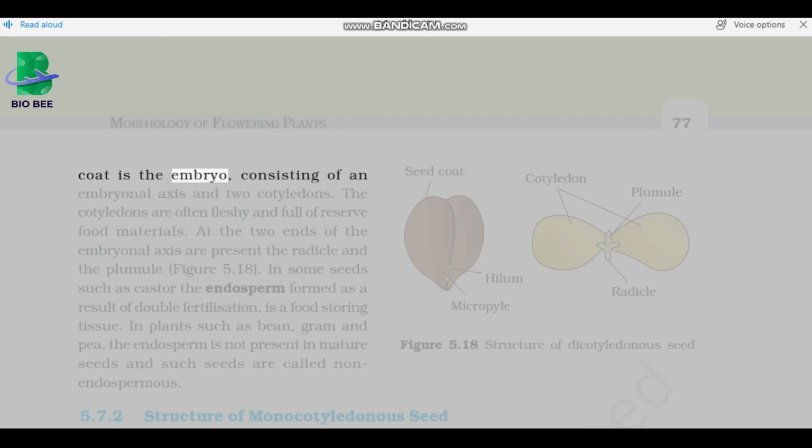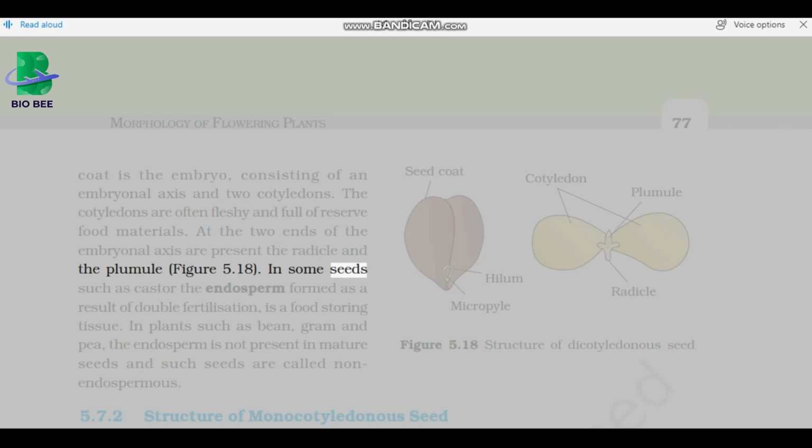coat is the embryo, consisting of an embryonal axis and 2 cotyledons. The cotyledons are often fleshy and full of reserve food materials. At the two ends of the embryonal axis are present the radicle and the plumule, figure 5.18.